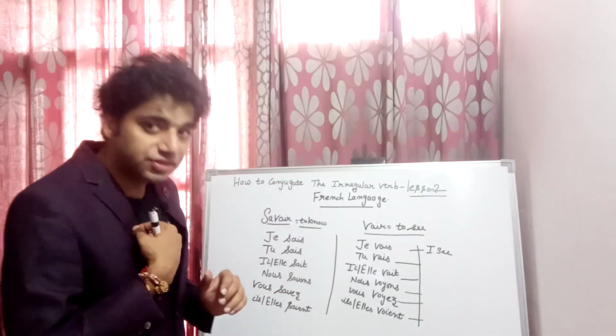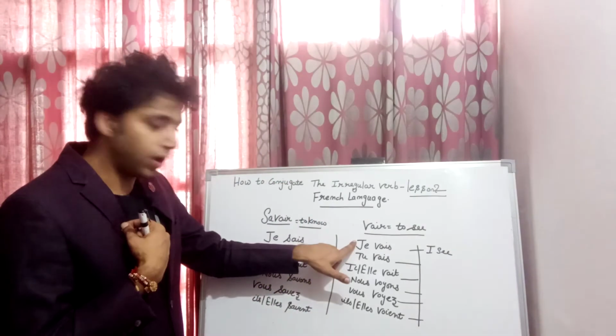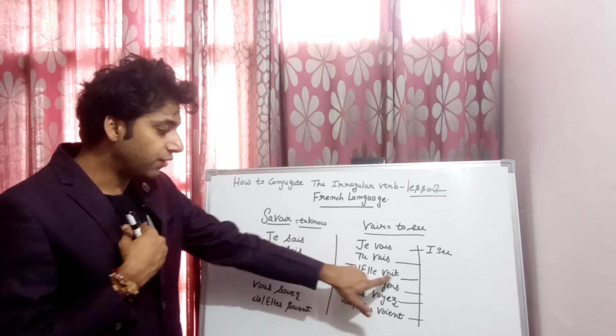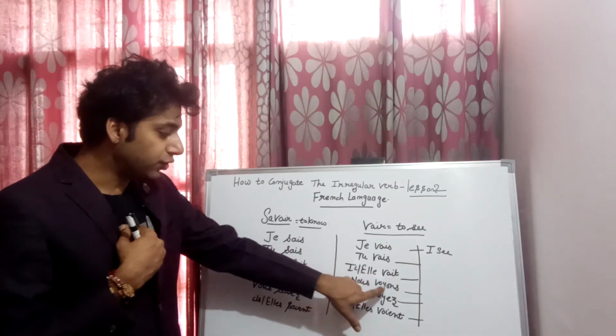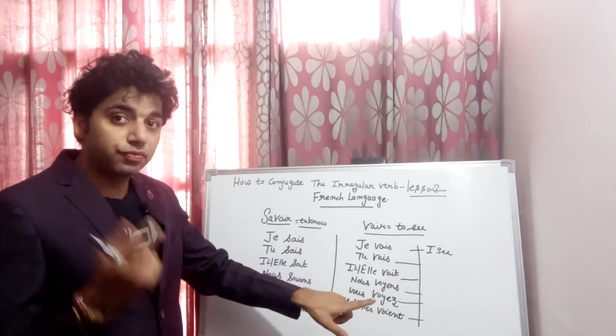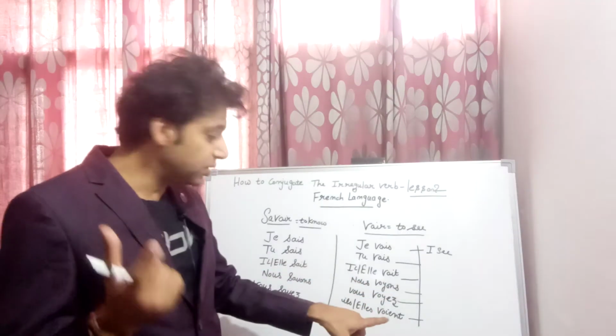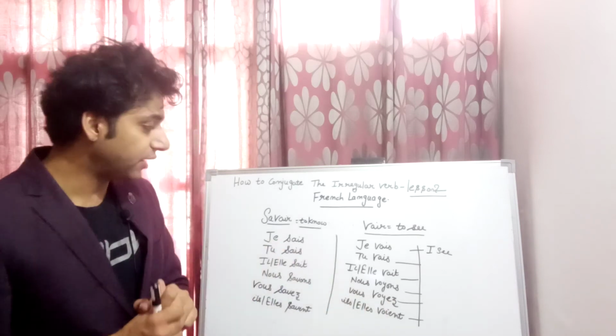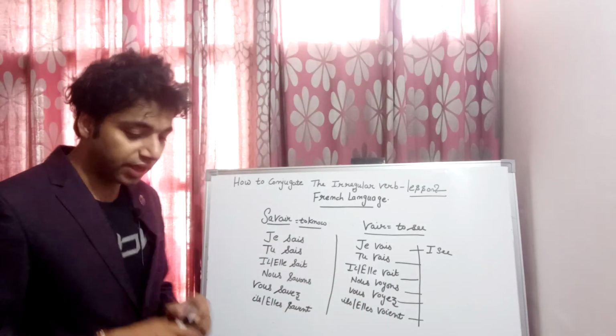If I'm saying I see, that is je vois. You see, tu vois, same ending. But il, elle voit will be a t ending. Nous voyons, we see, will be converted into voyons. You see in terms of formal, we have vous voyez, and il, elle voient we have. C'est clair. Okay, c'est clair.